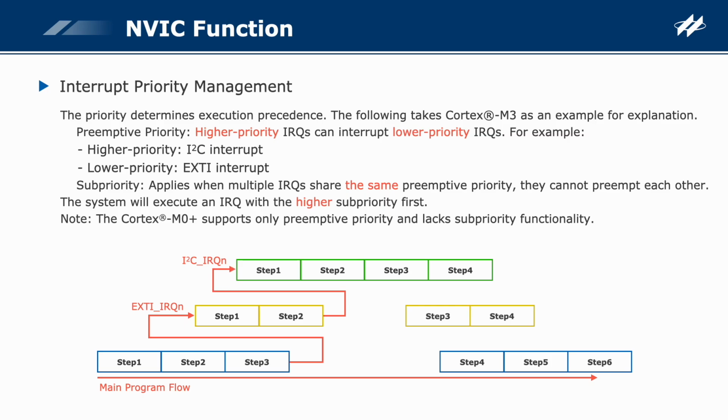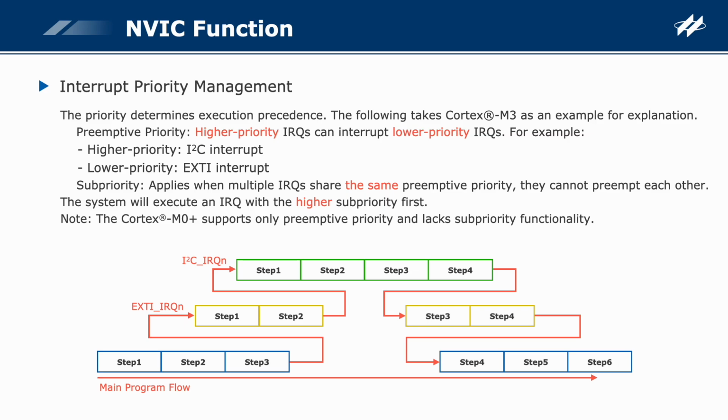After the I2C ISR has been executed, the MCU will return to the previously saved EXTI ISR and continue executing the remaining EXTI handler code. After EXTI ISR completion, it returns control to the main program flow. This design ensures timely execution of high-priority IRQs, preventing interference with critical operations. For example, I2C transmissions require immediate processing to prevent transmission errors.